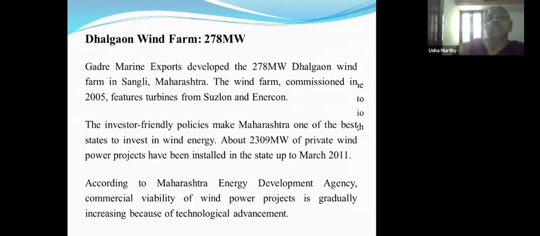There are about 5 or 6 major ones. The Dalgon wind farm is in Sangli, Maharashtra. This was commissioned in the year 2005. Roughly 2,400 megawatts of power plants have been installed in this area. So this is the one installed in Sangli.